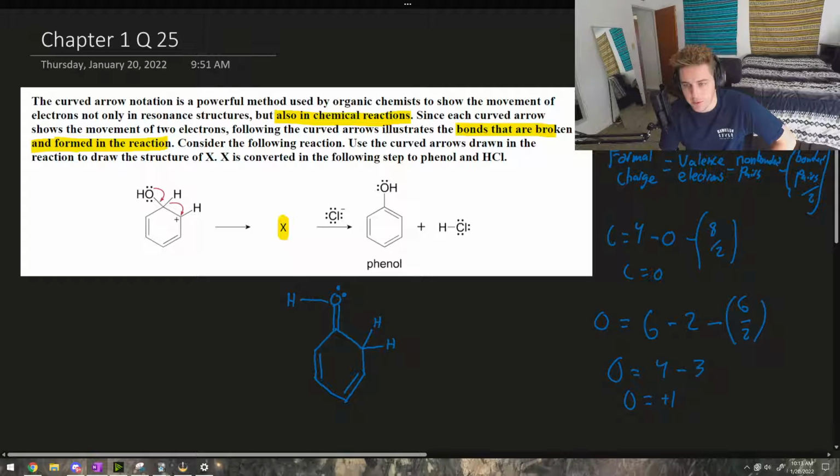So oxygen has a formal charge of plus 1. The last thing we need to do is add a plus to this oxygen to indicate that it has a positive formal charge. And boom, there's your answer. So you can go ahead and submit this into the homework and it should work.